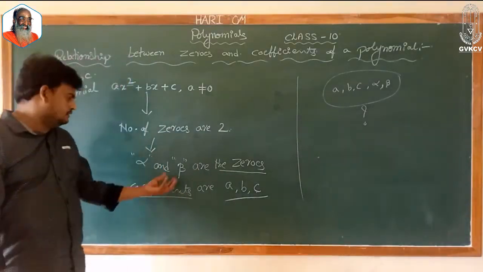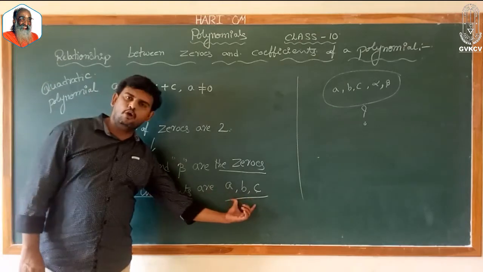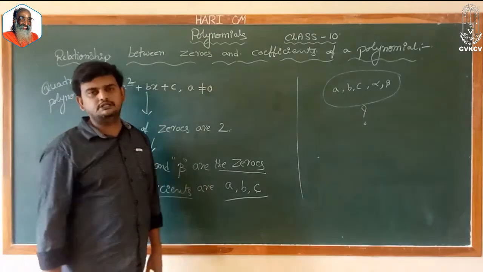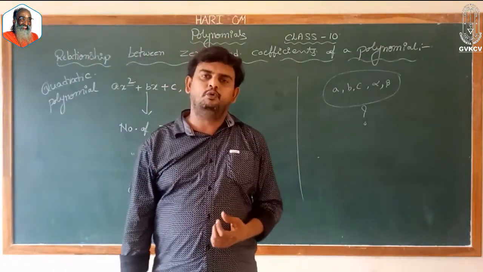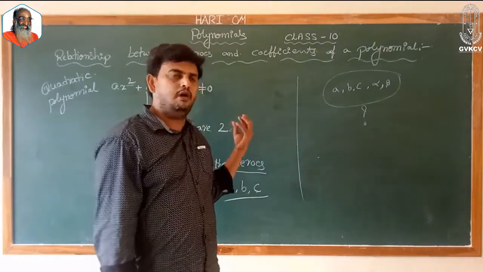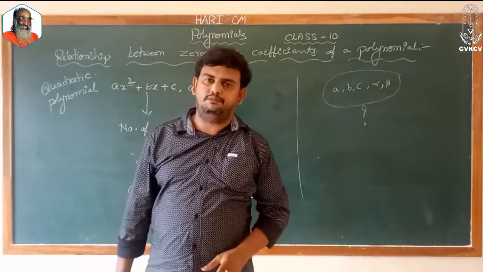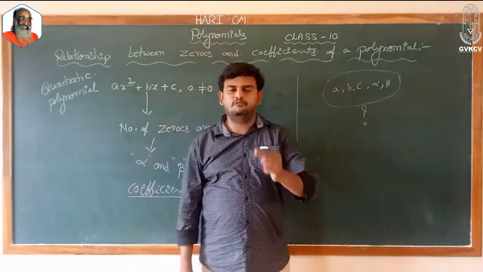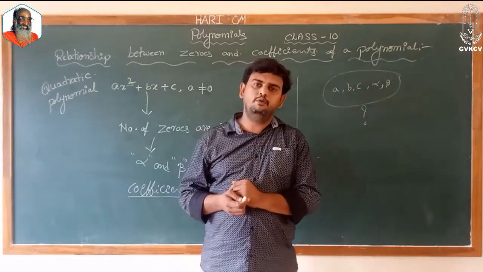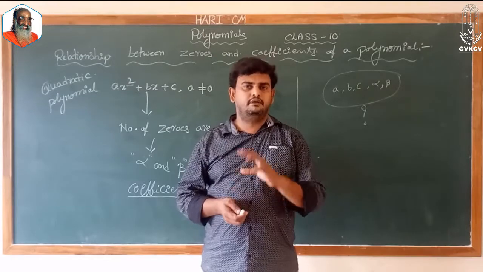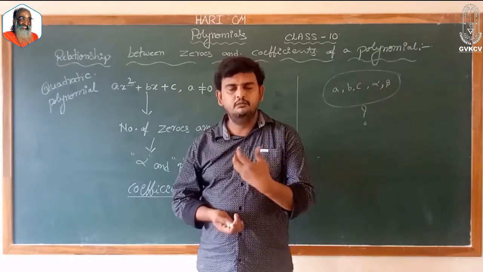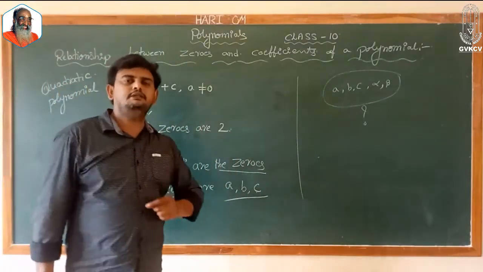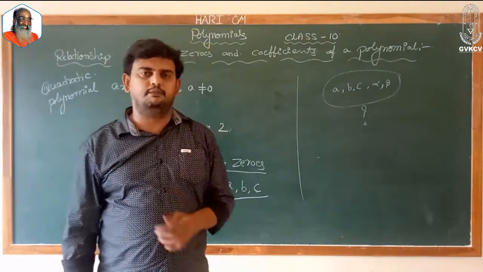Relationship between zeros and coefficients. To understand it, let me explain with one example so that you can have more idea about the concept. If I directly explain the formula and all, you may have some confusion. By explaining an example problem, you can understand more and have more clarity about the concept. So let me explain the relationship with one example.